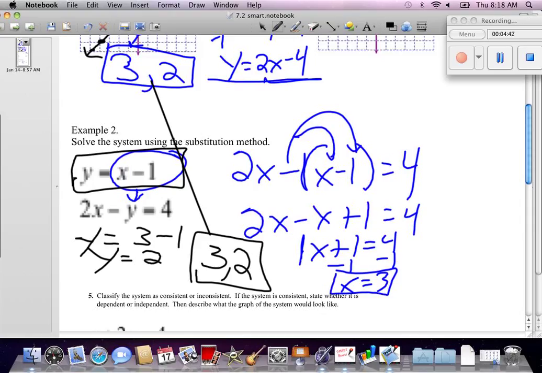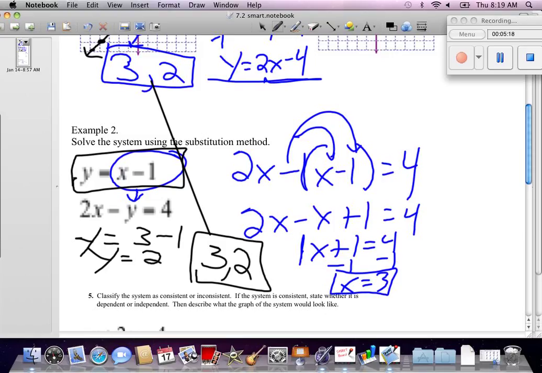Graphed the two lines and found out where they intersected. And now we solved by substitution and found out that we got the same answer. Jasmine, are they going to give you the substitution problem? For the book, they're not going to give you a graph. They're just going to have you solve it by substitution. So you know how the first part, we put it in y equals mx plus b form, graph the two lines, found out where they intersected? You won't have to do that part. You'll only have to do this part.